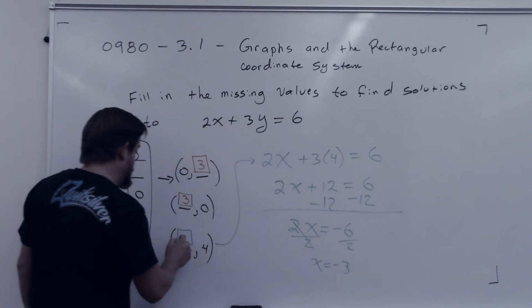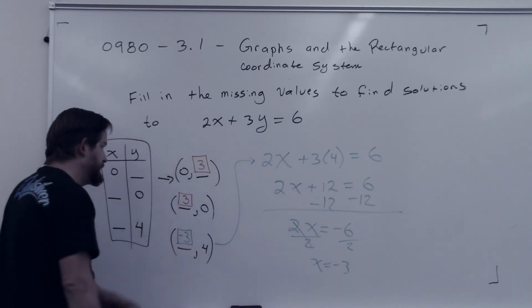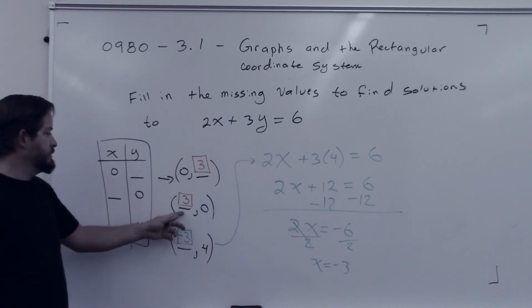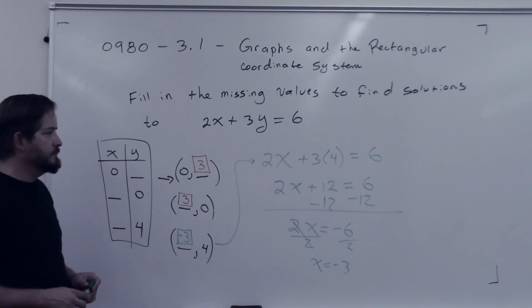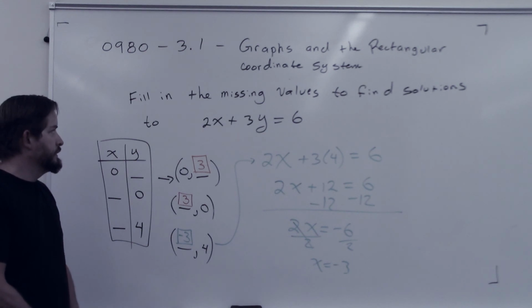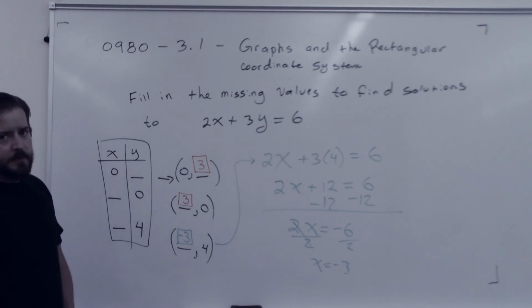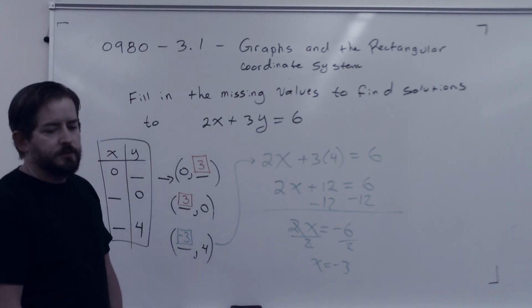And I found 3 points. The points (0, 2), (3, 0), and (-3, 4). That, I think, sums up this section and all the things that they'll ask you to do.